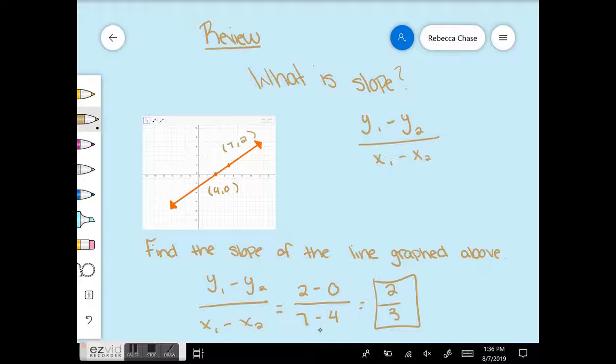So if I check that and I look at this point, in order to get from this point to this point, remember it's rise over run. All right, so rise over run, that's why the y's are on top. Okay, so if we look, we went up 2 over 3 in order to get to that second point, right? Which would mean 2 over 3 would be correct.